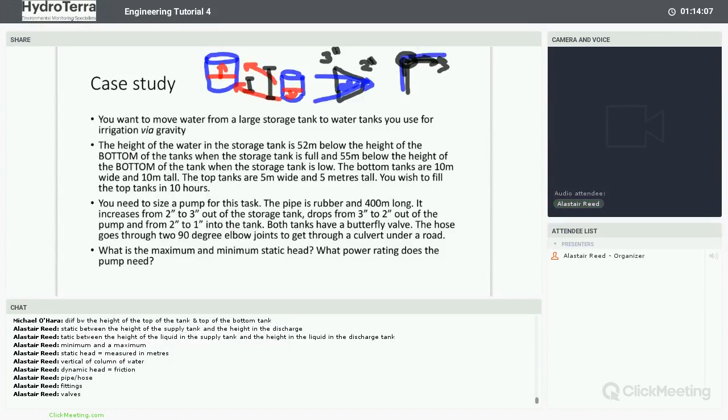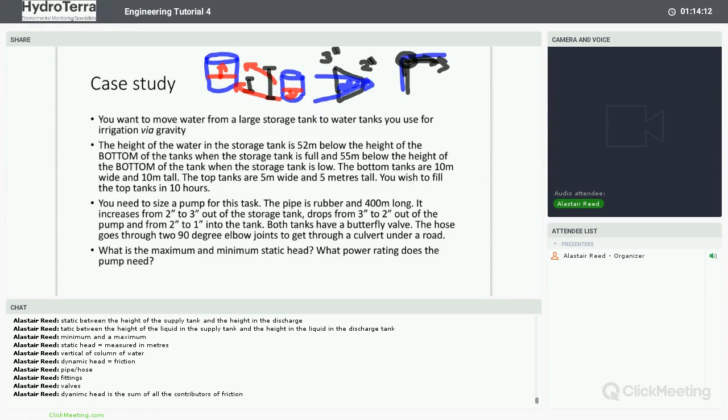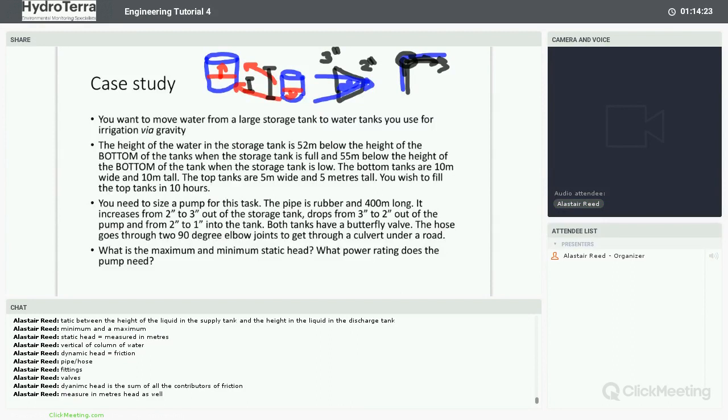So the dynamic head is the sum of all the contributors of friction. And we actually measure it in meters head as well. So what we're saying is, all this friction, how much does it effectively mean we have to push, how much extra pressure do we have to apply to this liquid? And we talk about it in how much effectively do we have to push that liquid up vertically.